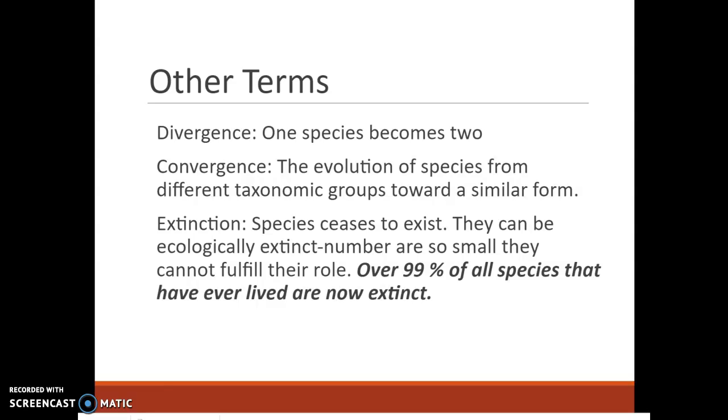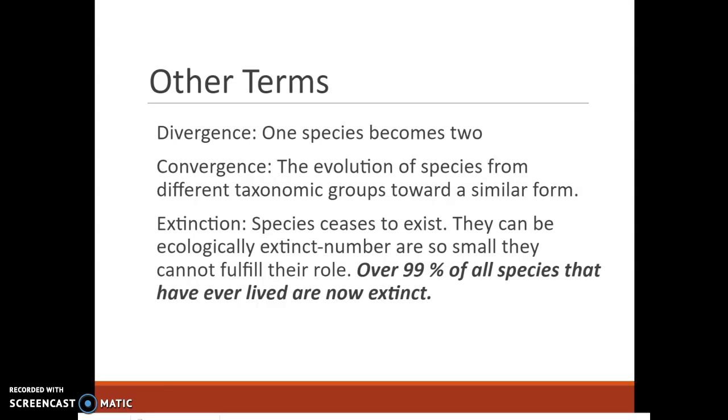Here are a few more terms that you might see that you need to be privy to. Divergence means when one species becomes two. Convergence is referring to the fact that you have two completely different species and they either start to mimic each other or they become closely enough related where they can even interbreed, or there's a couple of other interesting examples out there as well.